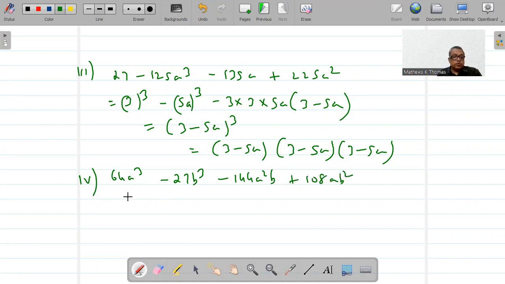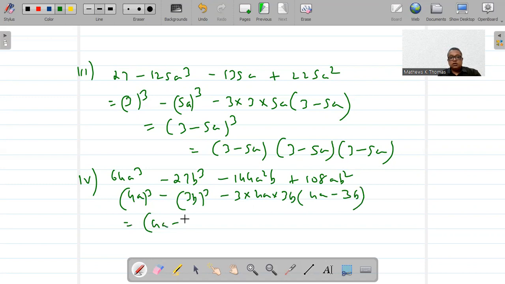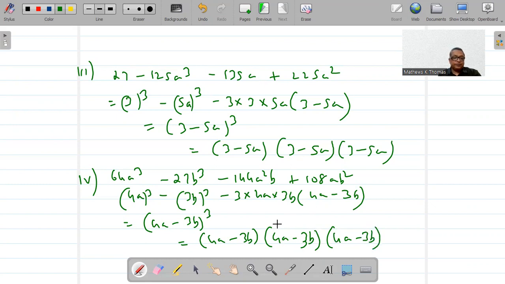So what am I going to do? I'm going to write it in the form of a minus b whole cube. So this will be 4a whole cube minus 3b whole cube minus 3 into 4a into 3b bracket a minus b, that is 4a minus 3b. So answer will be 4a minus 3b whole cube. So I will write this as 4a minus 3b into 4a minus 3b into 4a minus 3b, right?